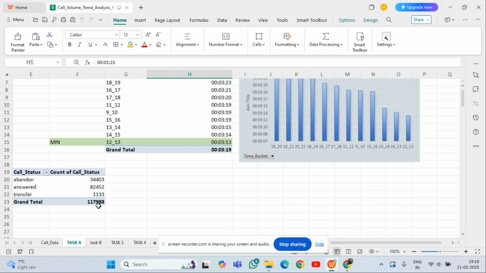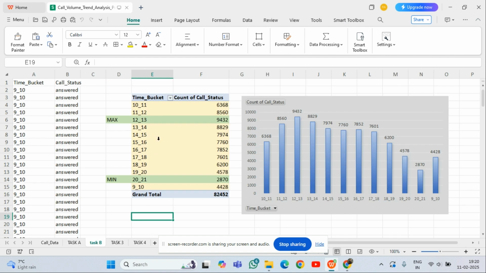The total number of calls is 117,988, and 70% of these calls are being answered, and 30% are either abandoned or transferred. So this is what we'll get. We have to work only with the calls that are being answered. This is how you'll filter it accordingly. You'll copy and paste two columns in a separate, new sheet, and then you'll filter these accordingly. This is the chart that you will get.